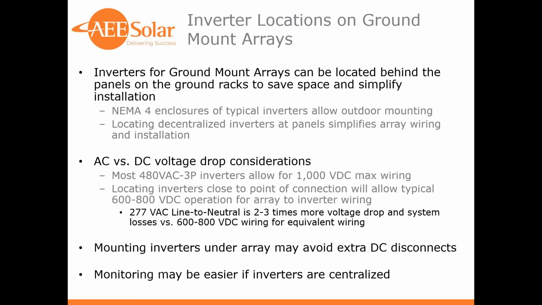So by mounting the inverters on the array, we avoid the extra DC disconnects that some jurisdictions may require for that underground wiring. But a central inverter location near the point of connection could share a common AC sub-panel that could serve as the AC disconnect. So remember the consideration that we had with the Tri-Power on the ballast racking system. Your jurisdiction may require an AC disconnect if you place your inverters under the racking. So a lot of cost-benefit analysis to be done there. Monitoring definitely is easier if the inverters are centralized in a bank.